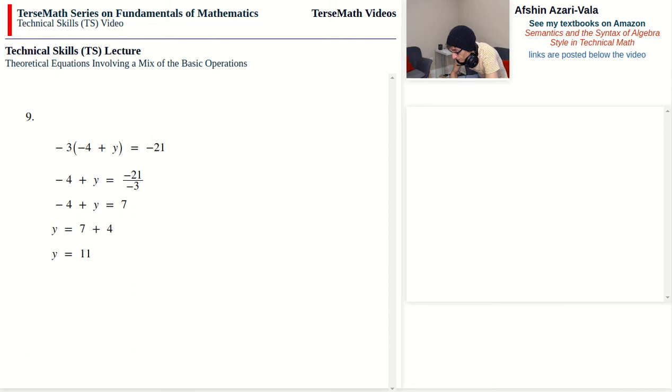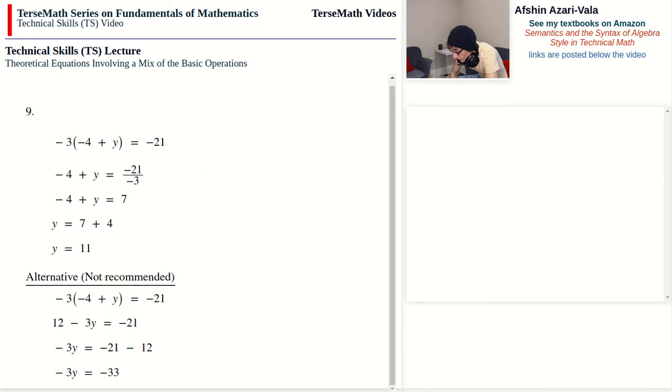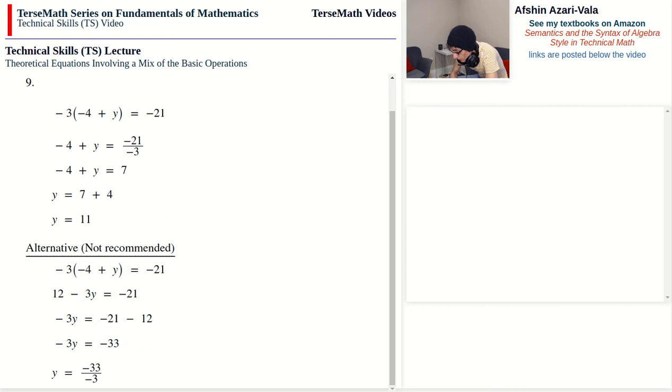Simplify. The alternative, we multiply -3 by -4 to get 12, positive 12, and then -3 times plus y gives us -3y. And then solve for the term that contains the unknown. Simplify. Solve for the factor that contains the unknown. Simplify.